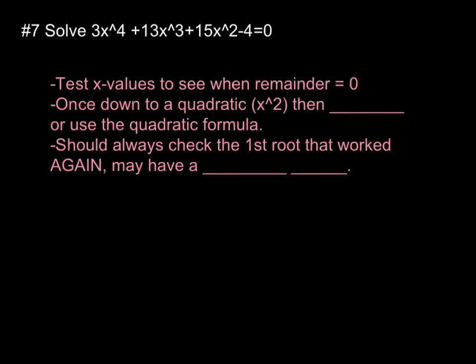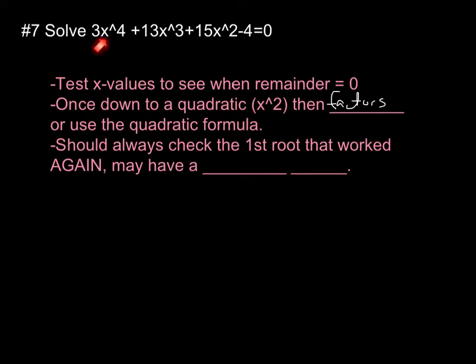Okay, so I've given you a polynomial: 3x to the 4th plus 13x cubed plus 15x squared minus 4. Test the x values to see when the remainder is 0. What that means is define the p's and q's and see when you get a 0 as a remainder. Once you get it down to a quadratic, hopefully it factors.